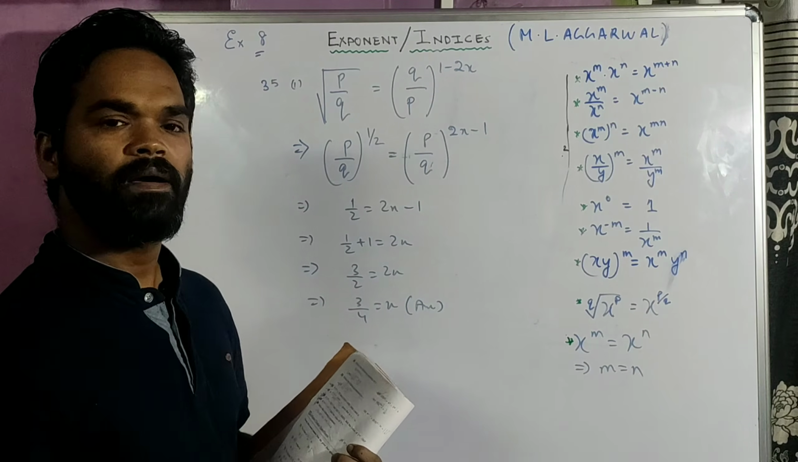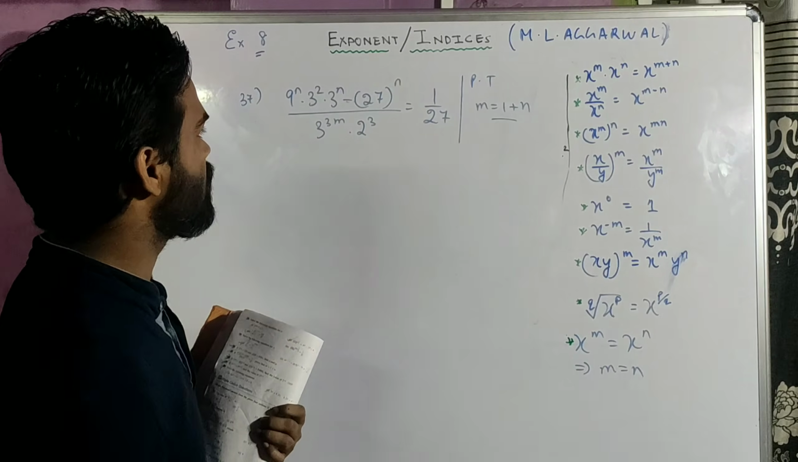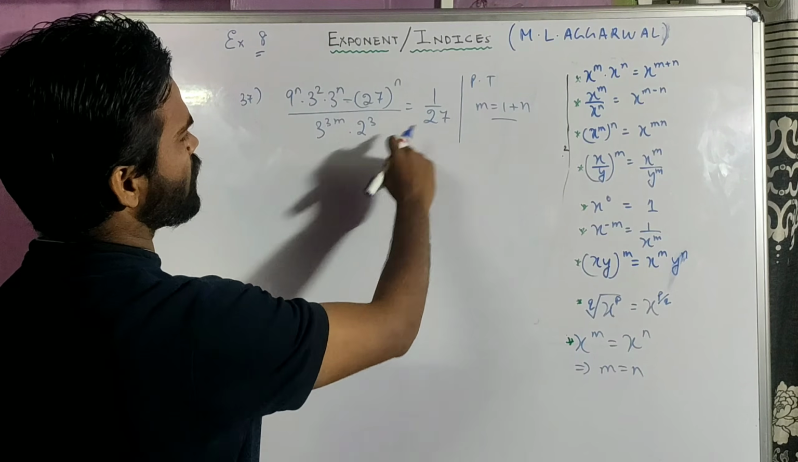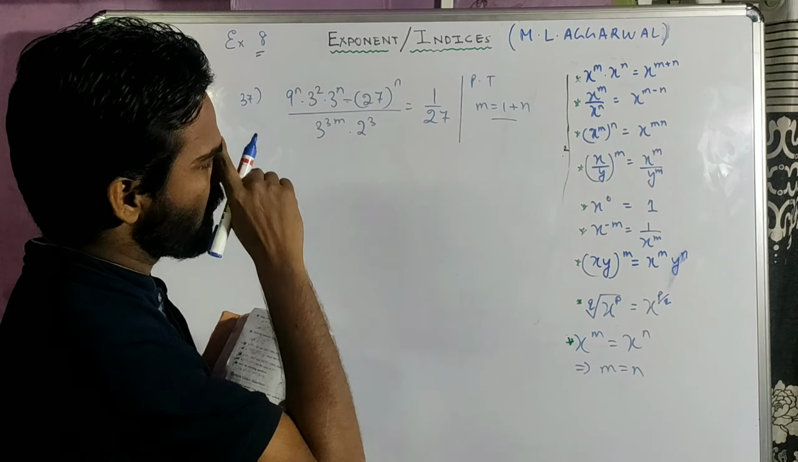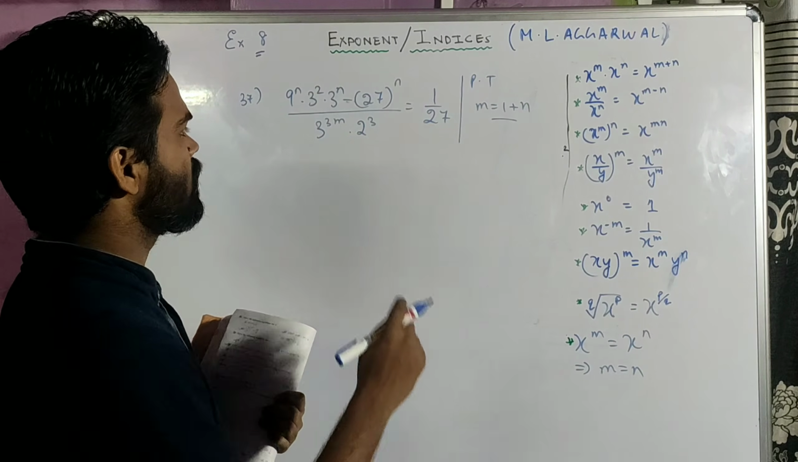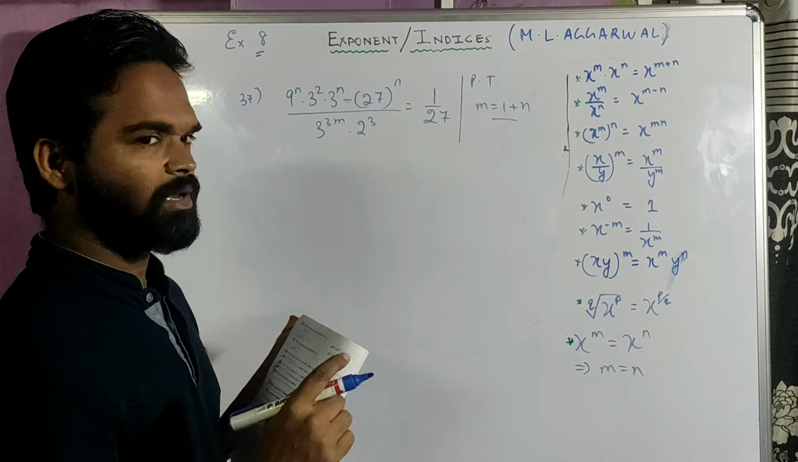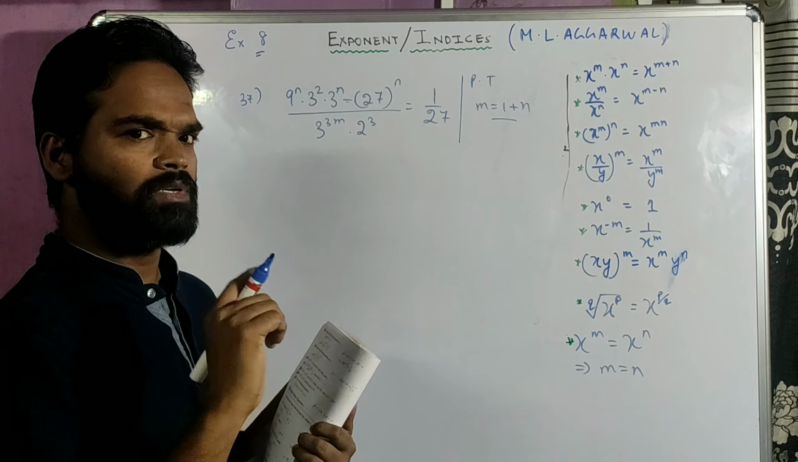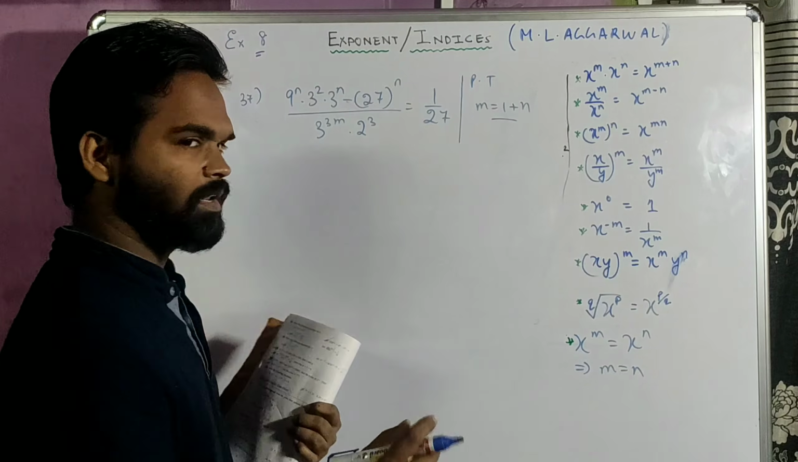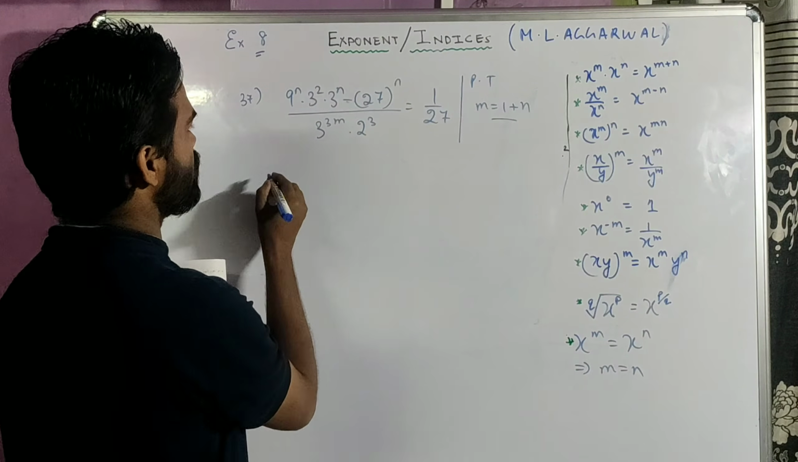Now look at sum number 37, a very nice sum. They've given a situation and they've told that prove that m equals 1 plus n. Similarly, if you look over here, the variables m and n are in the power. So we need to use the same logic, that if bases are same, the powers are equal. Now look over here.